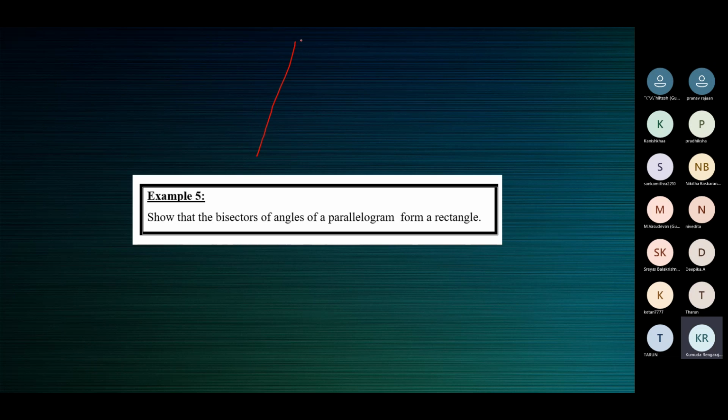Let us just truncate the bisectors. Now see here, this is the bisector of these 2 angles. I've just erased these portions. A quadrilateral will be formed here in the middle. This is the bisector of one angle, this is the bisector of another angle, the third angle, the fourth angle. They'll enclose a quadrilateral. We need to prove that this one is a rectangle.